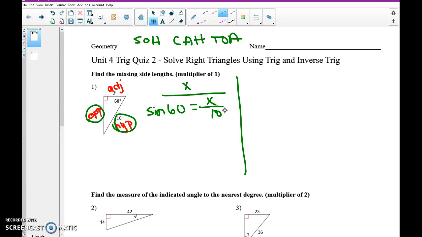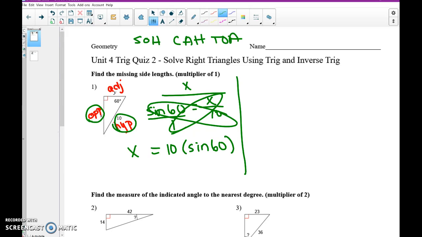Okay, since we're solving for a side, we're going to be cross multiplying. Do your circles. Okay, x times 1 is x. Equals goes in the middle. And then on the other side, we have 10 times sine of 60. Okay, plug that into your calculator. Remember 10 sine 60. If you've got one of mine, you got to hit 60, then sine, then multiply by 10. No matter what though, 8.66 should be your answer for x.